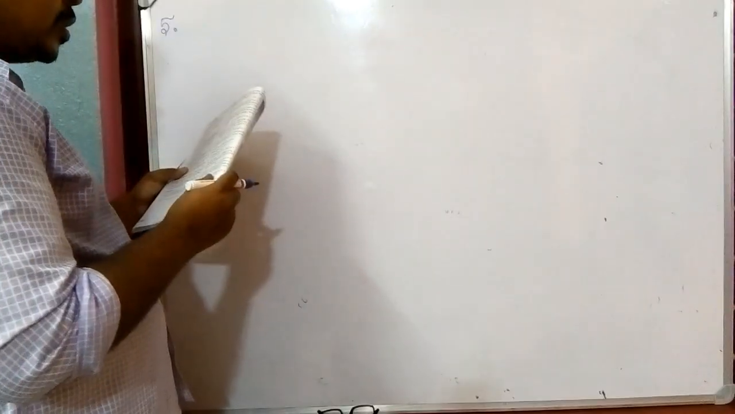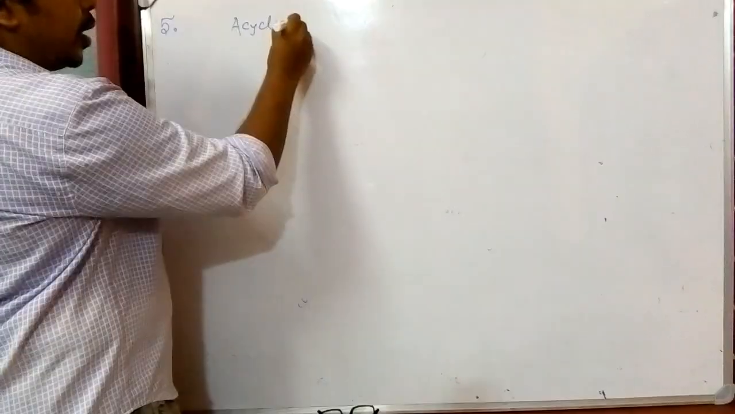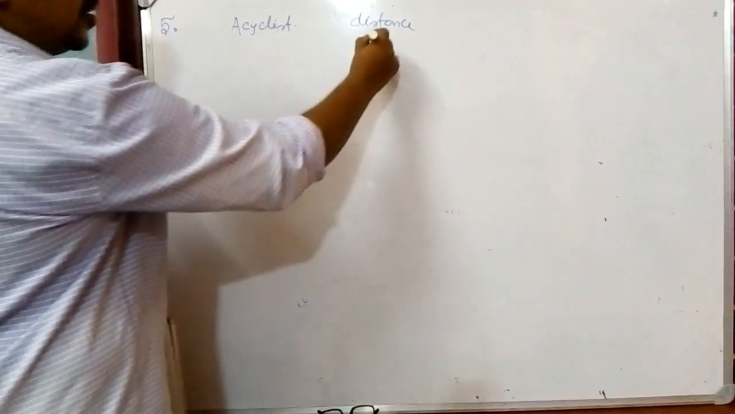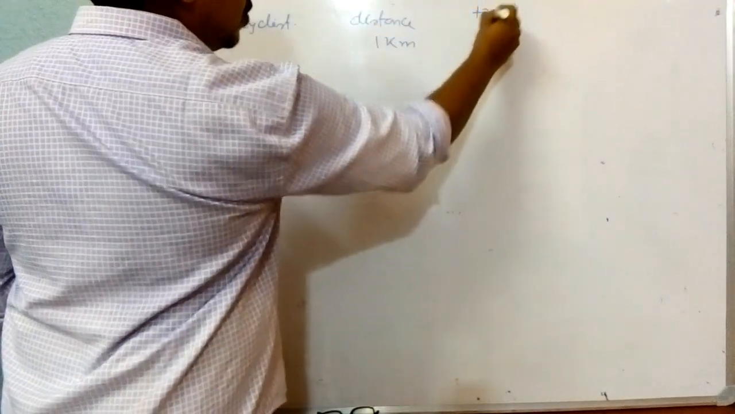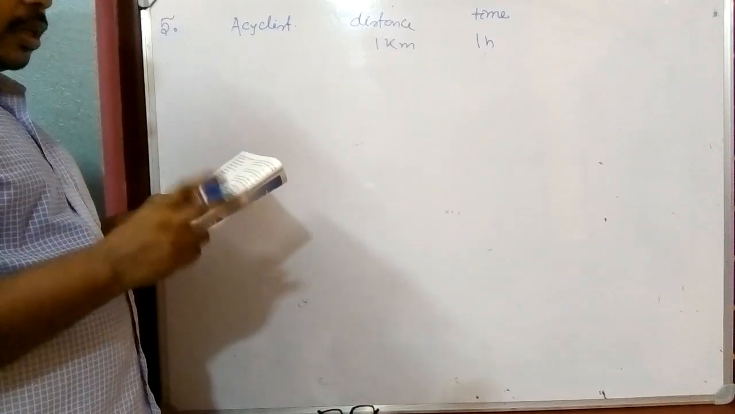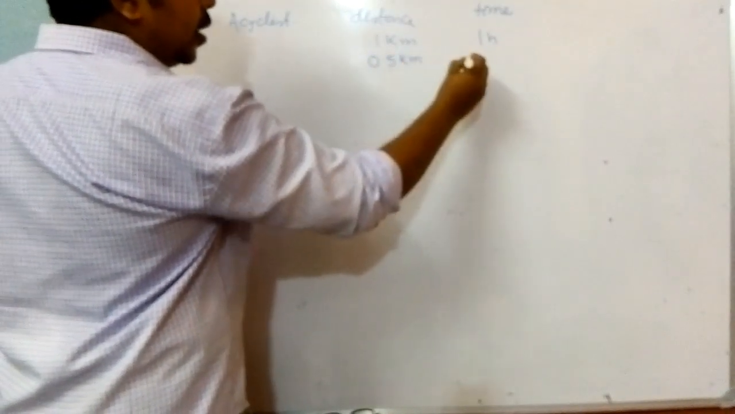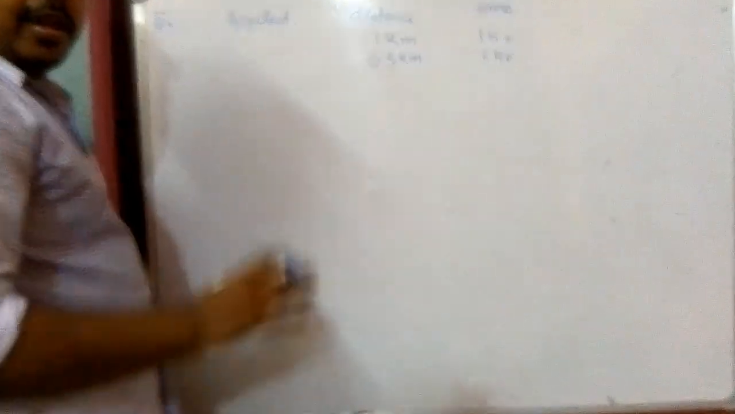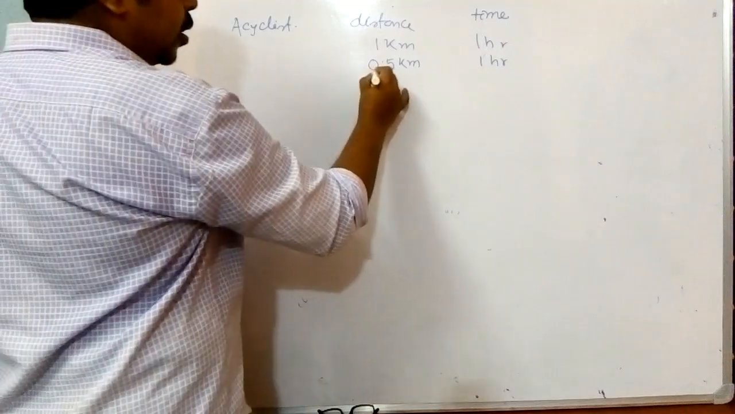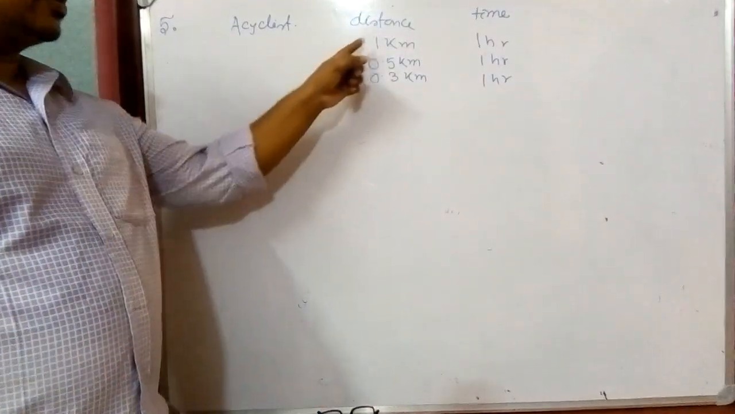A cyclist travels a distance of 1 kilometer in the first hour. Okay, so the cyclist covers how much distance? The distance is given, 1 kilometer, in how much time? The time is 1 hour. So the cyclist covers 1 kilometer in 1 hour. Next, 0.5 kilometer in the next 1 hour, and in the next 1 hour he covers 0.3 kilometer. Okay, so in 3 hours he covers 3 different distances.